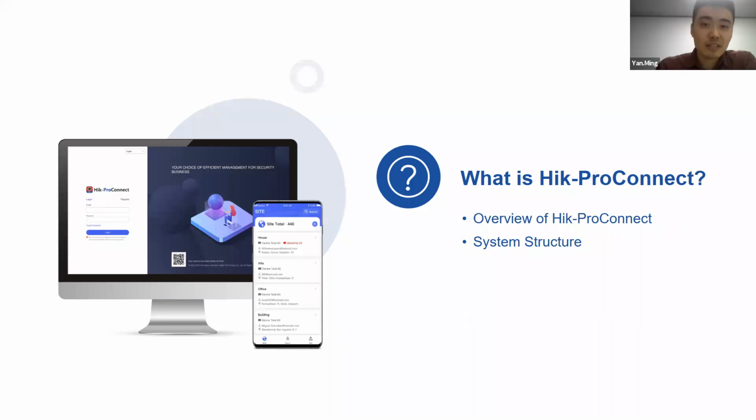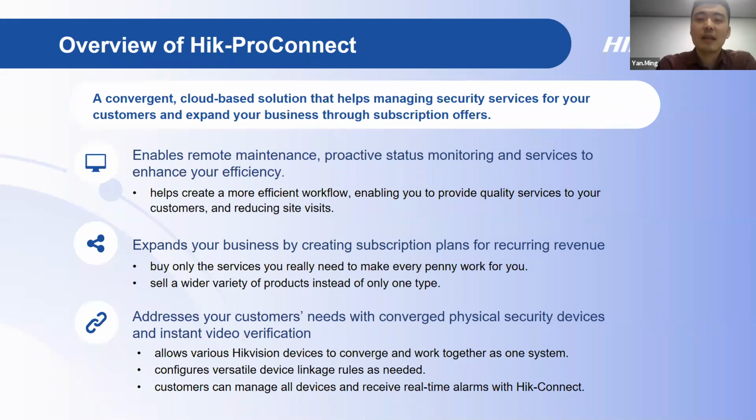So, what is Hik-ProConnect? Hik-ProConnect is a convergent cloud-based solution that helps manage security systems such as CCTV, alarms, and intercoms for your customers and expand your businesses through a subscription offering. It provides functions such as remote maintenance, status monitoring, linkage configuration, and so much more. All of these functions can be achieved through the web client and mobile app as well.